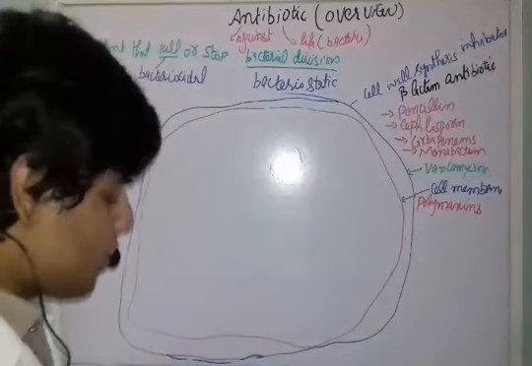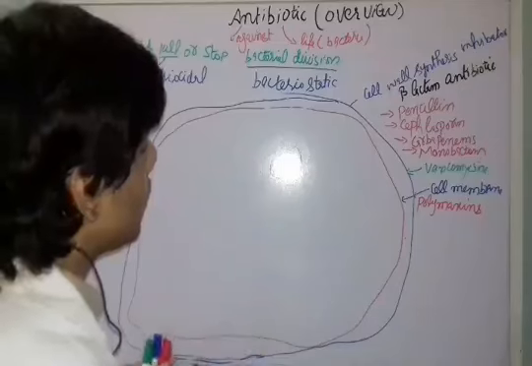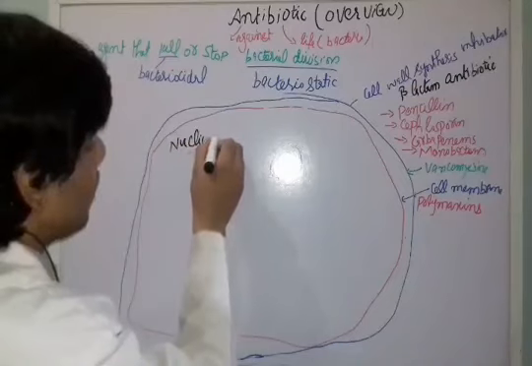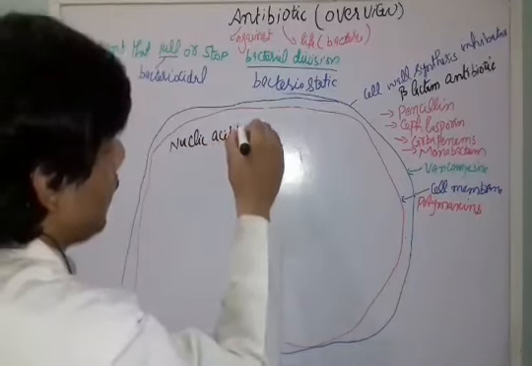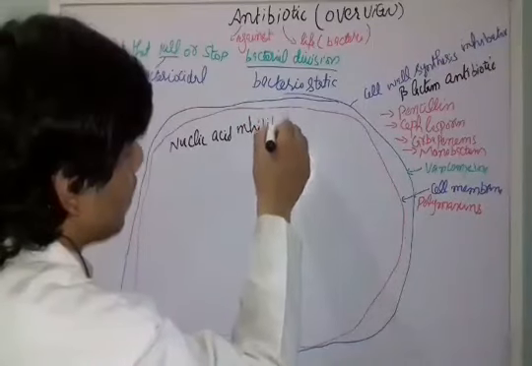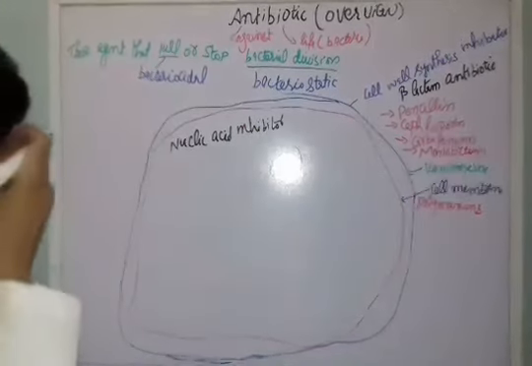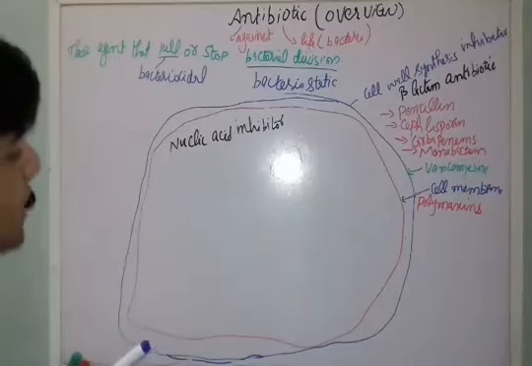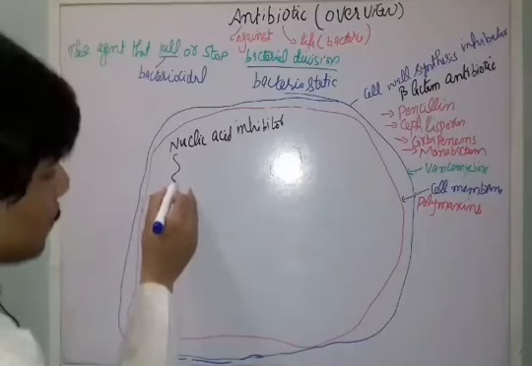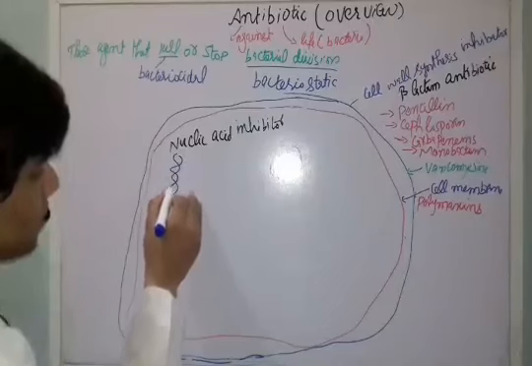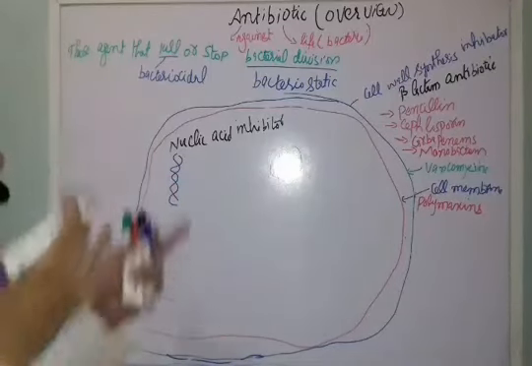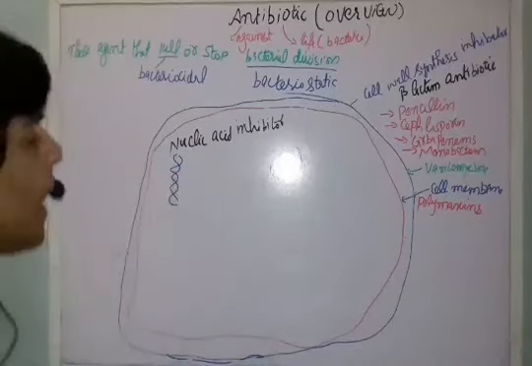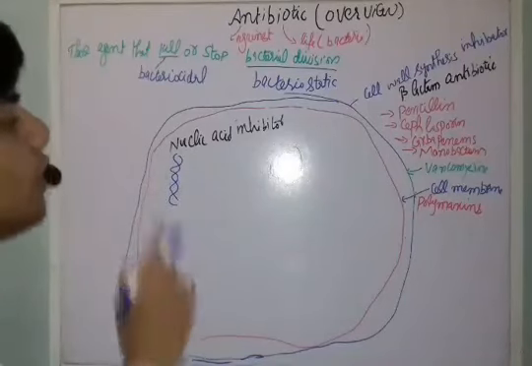Now let me talk about the other drugs which interfere with the nucleic acid. We usually call them nucleic acid inhibitors. So let me write: nucleic acid inhibitor. In this case we usually take the DNA. So this is the DNA, and let's suppose it is the nucleic acid. The antibiotics will interfere with this.